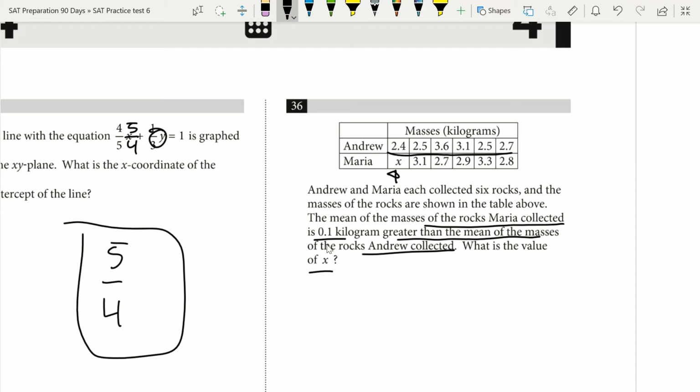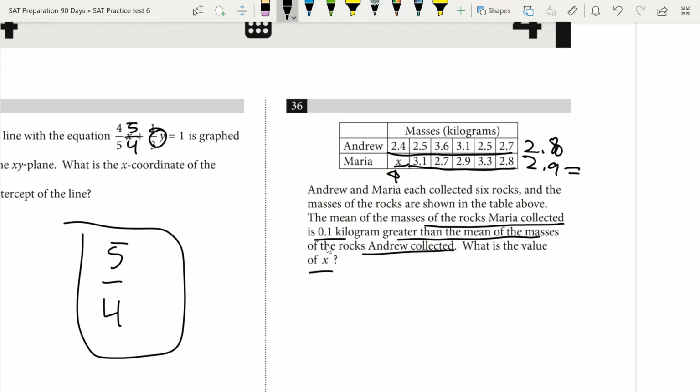I'll do 2.7 plus 2.5 plus 3.1 plus 3.6 plus 2.5 plus 2.4. Then I divide by 6, and that gives me 2.8 for his mean. I know that Maria's mean is 0.1 greater than that, so hers is going to have to be 2.9. So 2.9 is going to have to equal the sum of all of these plus x, all over 6.